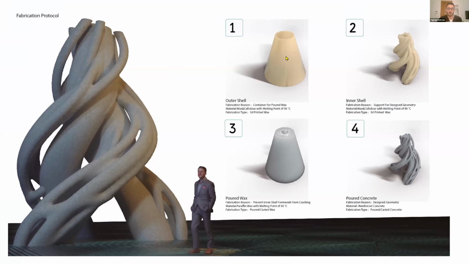So again, there are 4 key elements in this design. I have the outer shell, which is the container of the whole system. I have the inner shell, which is the formwork for the concrete, and I have the poured paraffin wax, which is the barrier for the inner shell that will prevent it from cracking when the reinforced concrete is poured.